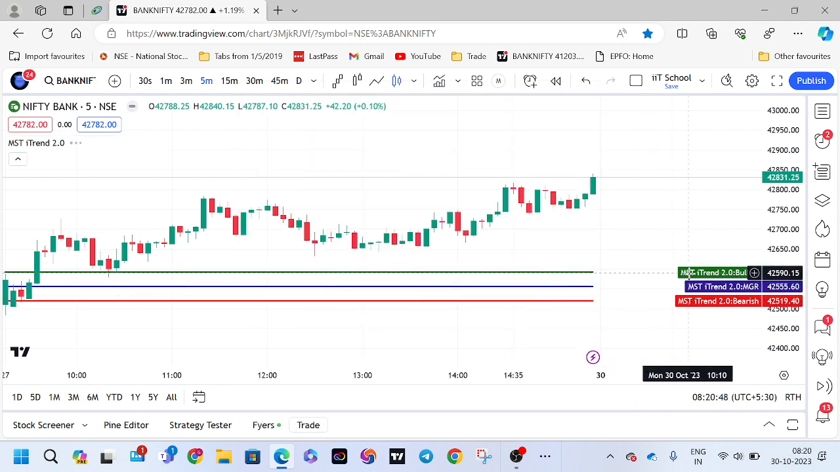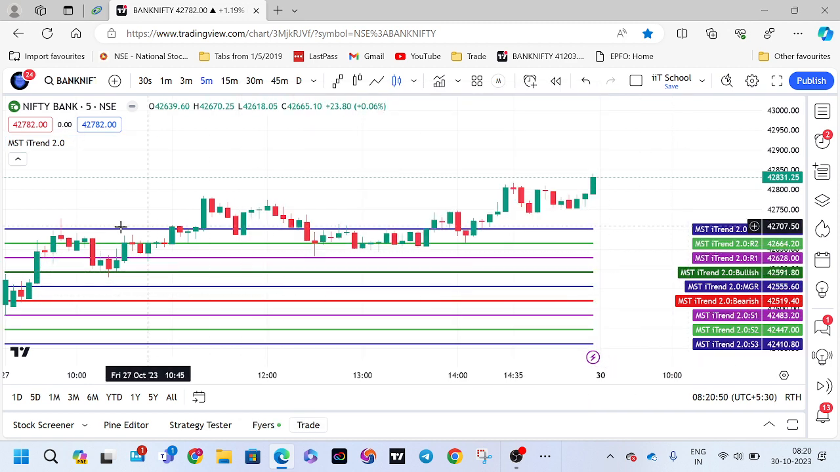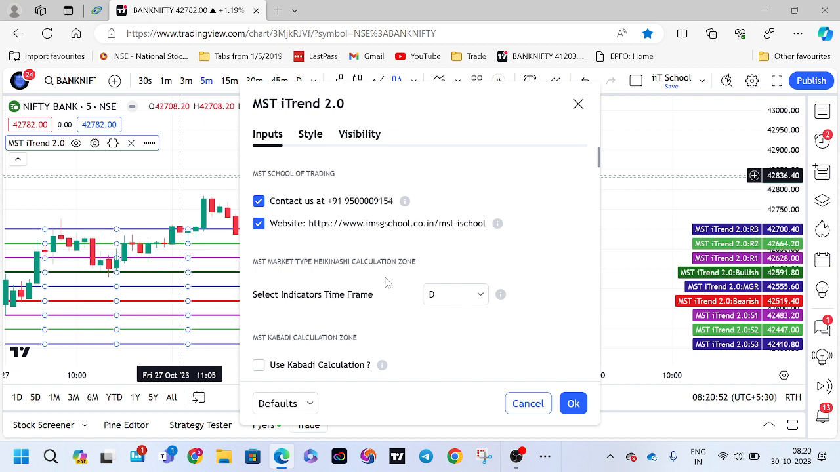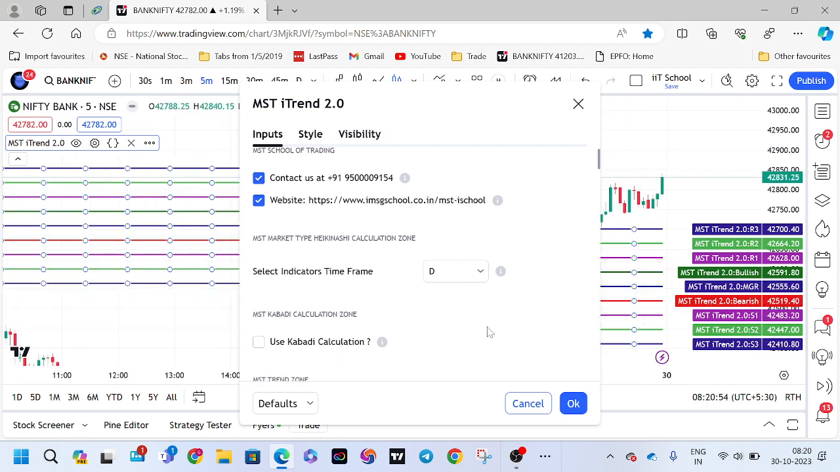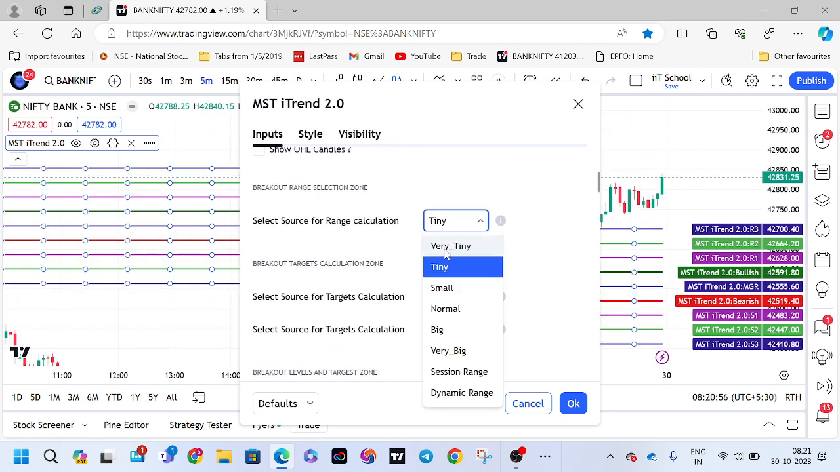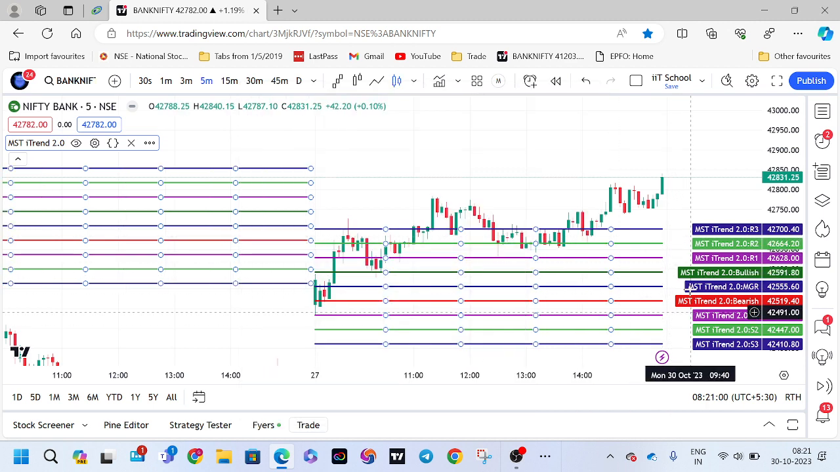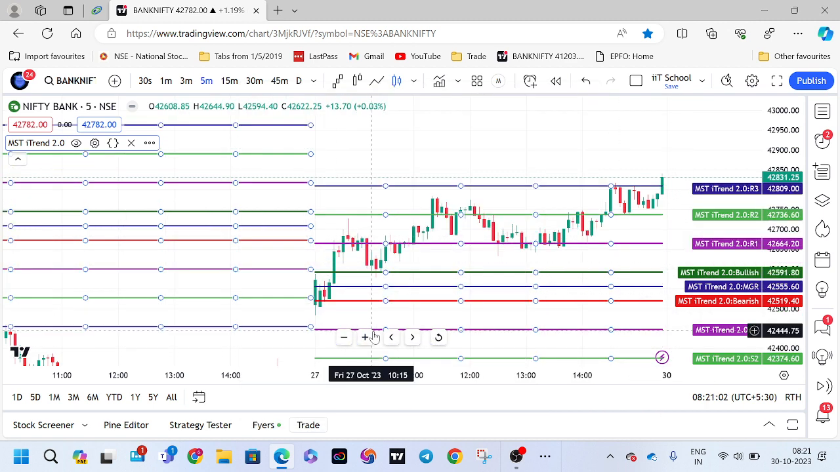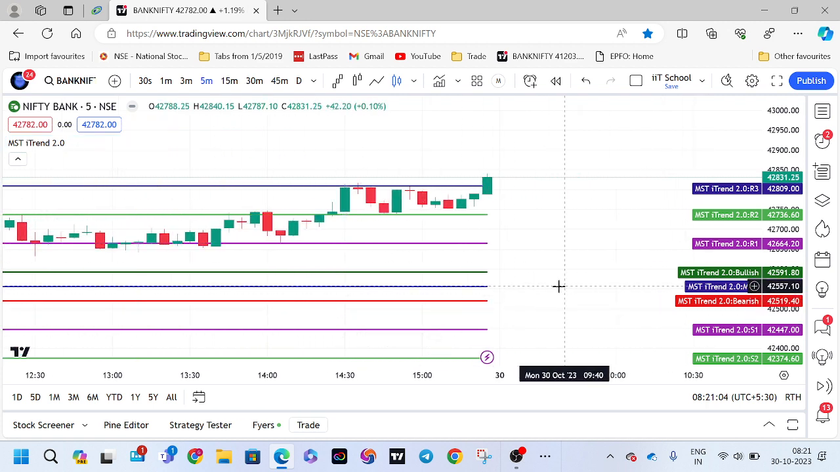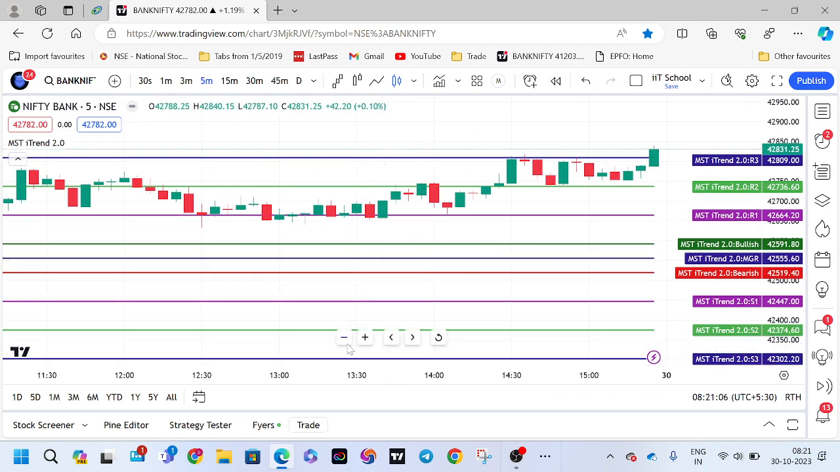Hope you have understood. Any doubts, please feel free to contact us. We will be very happy to help you. And here we have given an option to have very tiny small ranges, so that the range will be increased. This is the range. These ranges will be increased.